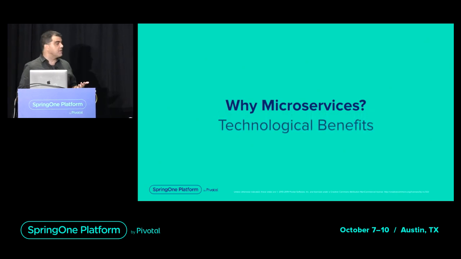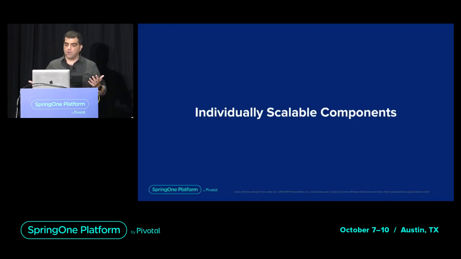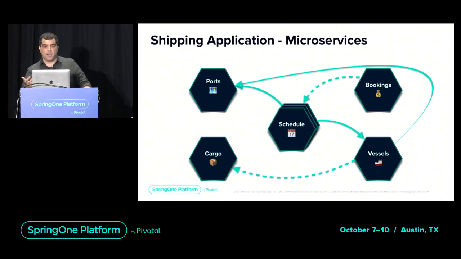What are the technological benefits that you would achieve by going to microservices architecture? I'll highlight just a few of them. Obviously, there are more, in the interest of time. Number one is individually scalable components. So if we go back to our application, and we want to scale a specific component, such as the schedule component, because it has increased load, because more clients need to use it, it's very simple for us to go and increase the number of instances or scale it out horizontally as needed.